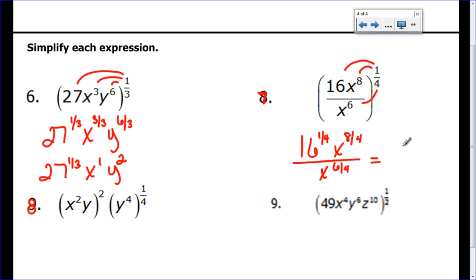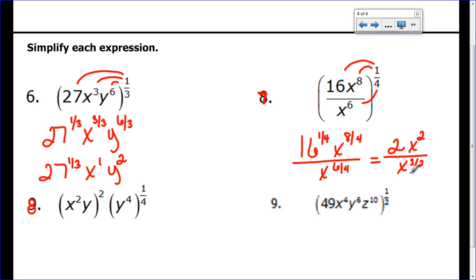So I have 16 to the 1/4, and you can type that in your calculator, 16 to the 1/4 power, so that it will tell you what it is, but it's going to be 2, because that's the same thing as the 4th root of 16. So what number times itself 4 times makes 16? 2 does, so 16 to the 1/4 is going backwards, so it becomes the 2. This becomes x to the 8 divided by 4, or 8 over 4, is x squared. And this right here, 6 over 4 becomes 3 over 2.